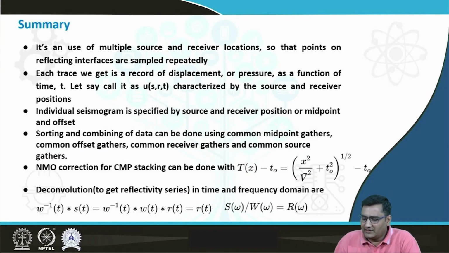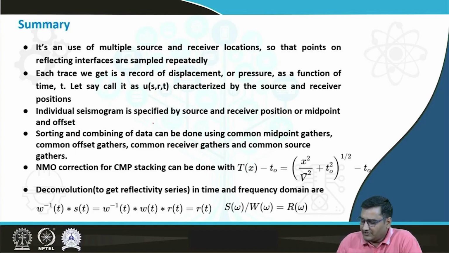So this is the summary of today's lecture. It uses multiple source and receiver locations so that points on the reflecting interfaces are sampled repeatedly. That is done for multi-channel data collection. Each trace we get is a record of displacement or pressure as a function of time. So whatever trace we record at the receiver can be a function of displacement or pressure, as a function of time.